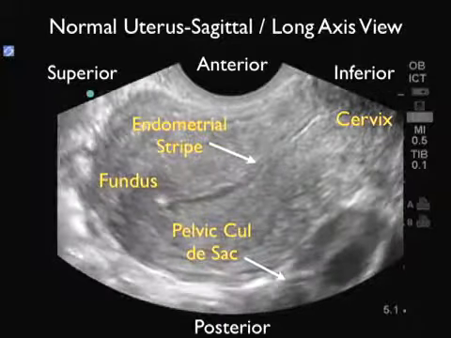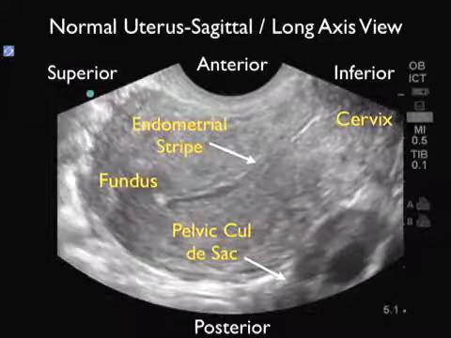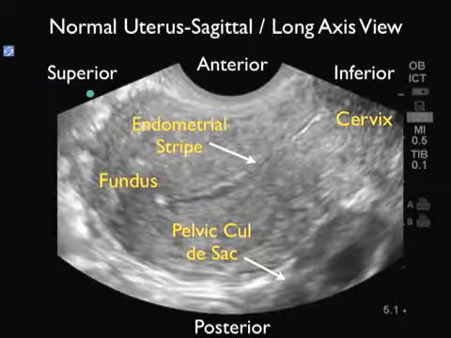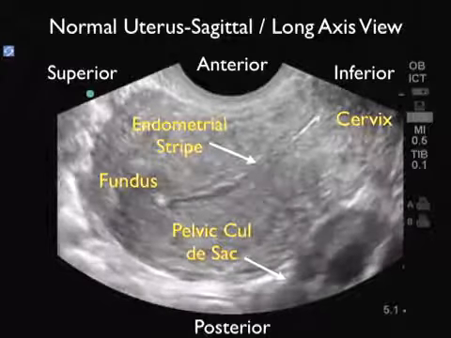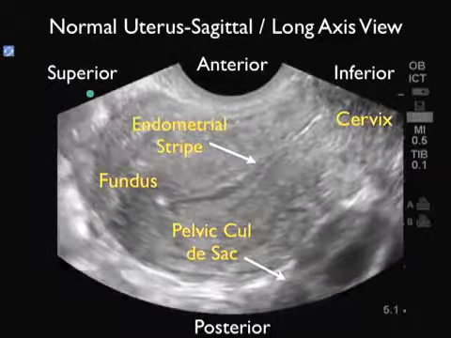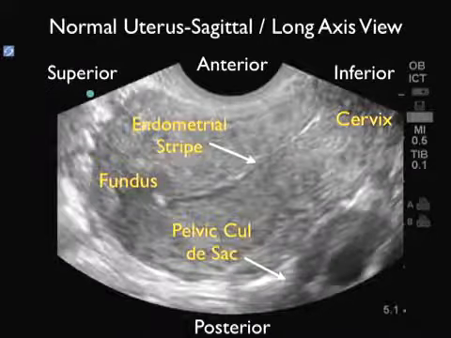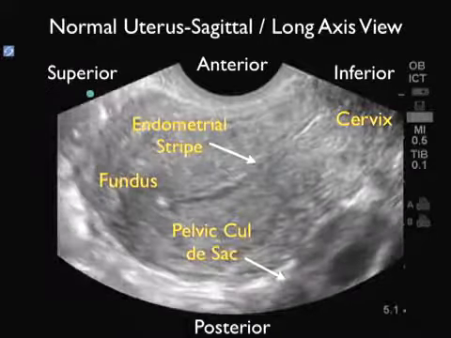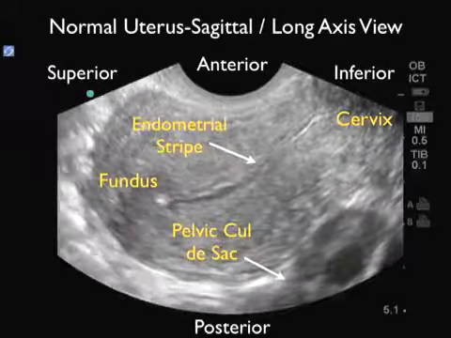We see the fundal region, the top part of the uterus to the left, and the lower cervical region to the right. Notice the endometrial stripe, the white line arching from fundus down to cervix through the midline of the uterus, and the potential space, the pelvic cul-de-sac, where fluid can accumulate within the female pelvis, directly posterior to the female uterus. Notice here that we fail to appreciate any dark or anechoic fluid collections in the pelvic cul-de-sac.